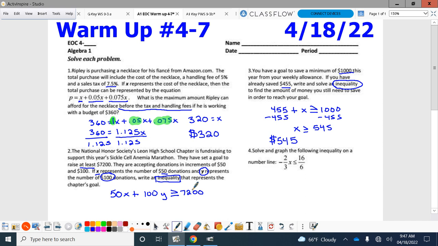Does it ask me to solve this inequality? Yes or no, guys? Read. No. So because it does not, all we do is box this in. This would be the answer that you'd actually have to type in for this one.